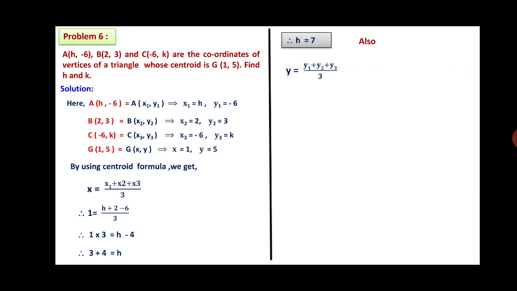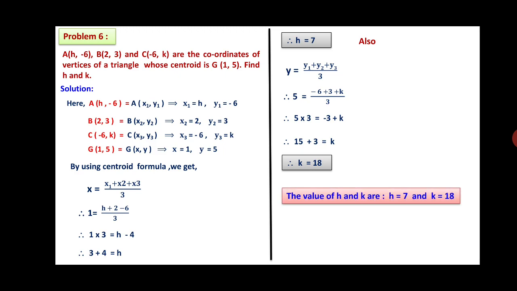Now also we can write y is equal to (y1 plus y2 plus y3) upon 3. Therefore substituting the values, y is equal to (-6 plus 3 plus k) upon 3. Therefore 5 into 3 is equal to -3 plus k. Therefore 15 plus 3 is equal to k. Therefore you are getting k is equal to 18. So the values of h and k are h is equal to 7 and k is equal to 18.